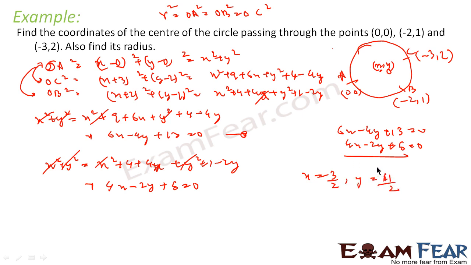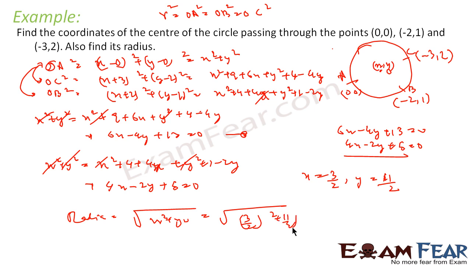Once we get this, we can find the radius. Radius is nothing but root of x square plus y square. You can take anything, OA square, OB square, anything. And this is nothing but root of (3 by 2) square plus (11 by 2) square. And this comes out to be 1 by 2 root 130. Very simple.